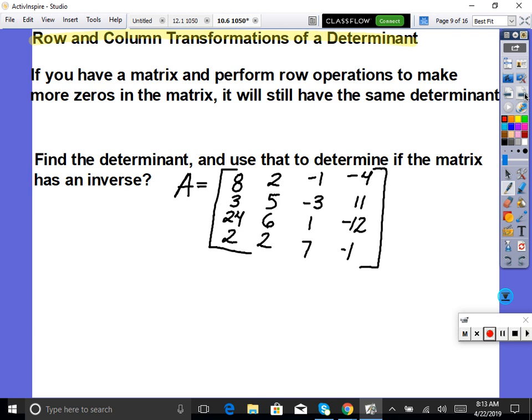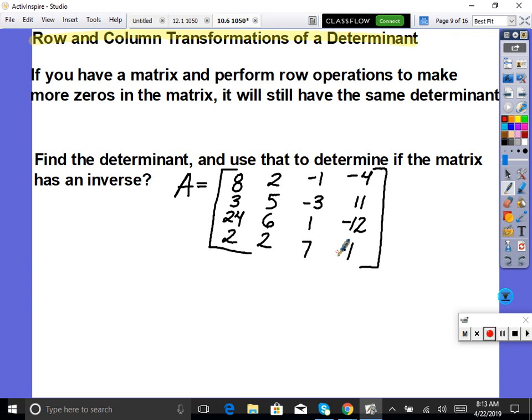Another thing to note. If you're given a matrix and I say to you, find the determinant, if you wanted, you could do row operations to make it easier on yourself. If you take a matrix and do row operations, remember you're not changing the solution, therefore you're actually not changing the determinant either. So you might choose to create some zeros so that calculating your determinant is easier. So let's look at this, for example.